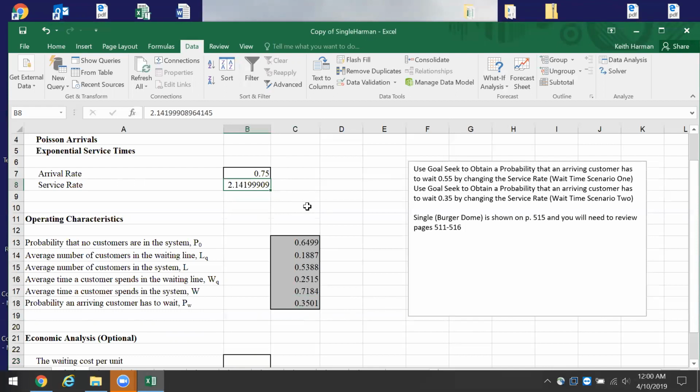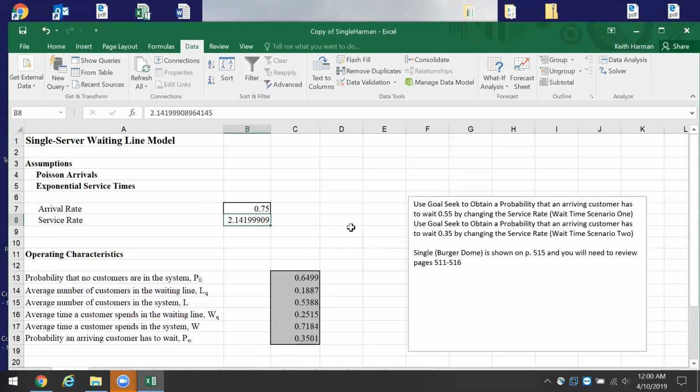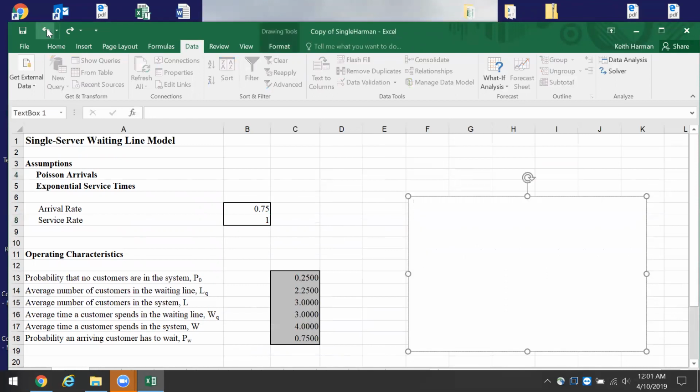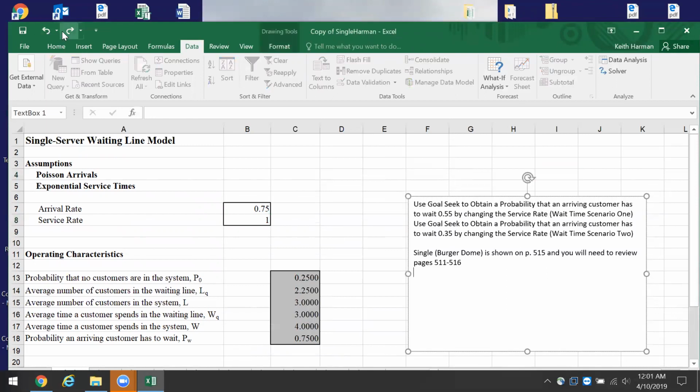Okay, I'm going to do something kind of different here, and let's do this. I'm going to walk out of the changes that we've made. Go back to our raw, okay, where we were, and we have our arrival rate.